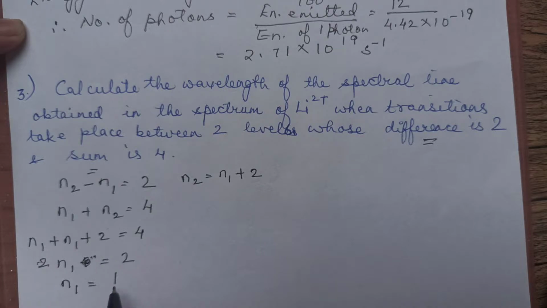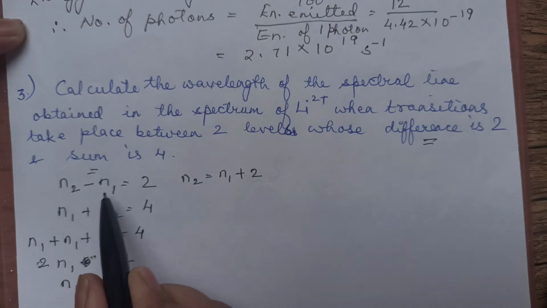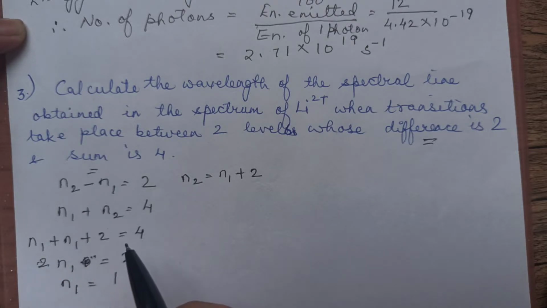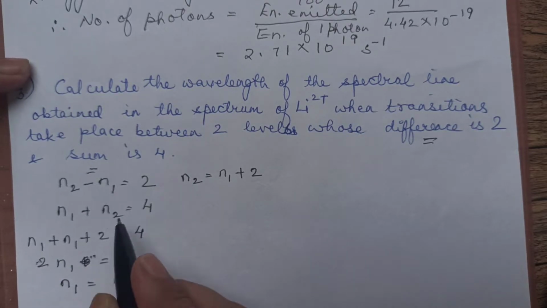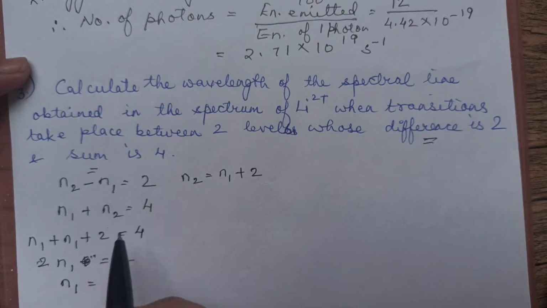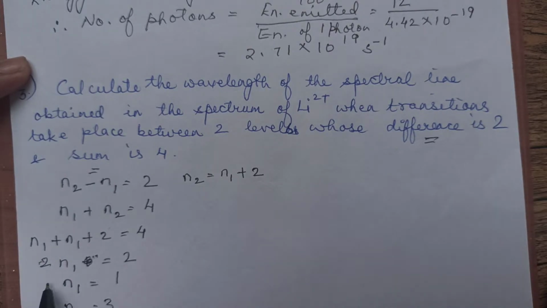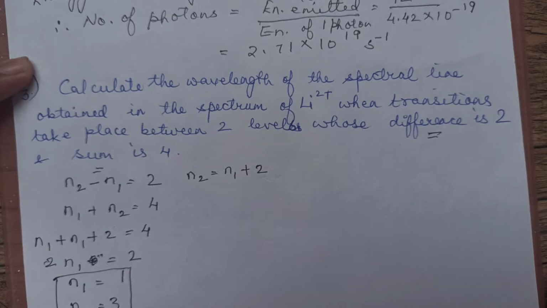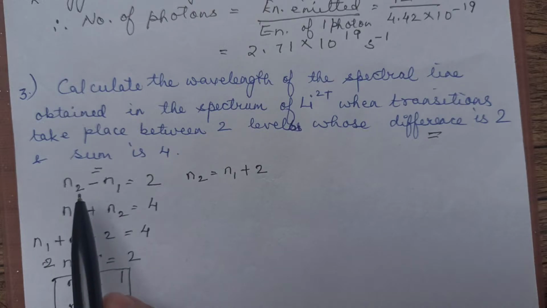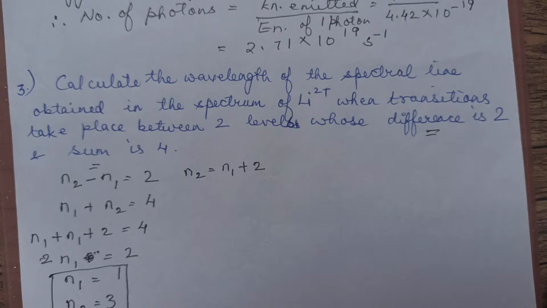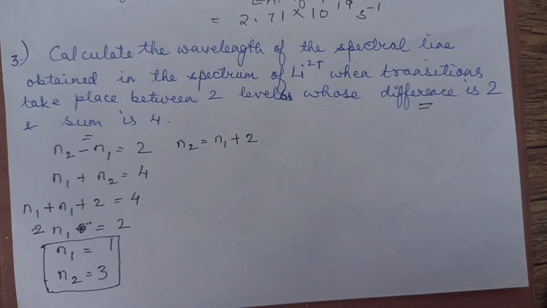Children, I get N1 as 1. If I put the value here or here, if this is 1, what will be this value? We got it. N1 is 1, the difference being 2, that means this will be 3. So we got N1 value as 1 and N2 value as 3, children. This is now important for us to use in the question. Okay, till here it is clear. Now if I put this N1 value in any of these equations, I will get that N2 value. So now I am getting N2 value as 3.